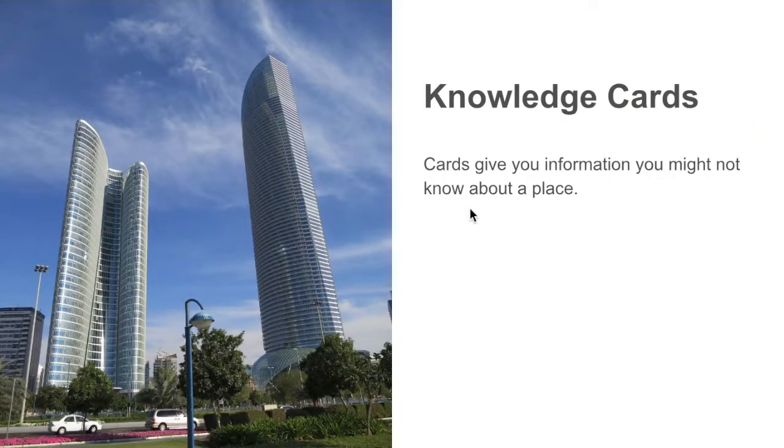So there's the knowledge cards. I'm going to show you all of this, but I'm going to go through the slides really quick. The cards give you information that you might not know about a place. So if you click on a state, for instance, or a city and a state, it has a knowledge card that'll come up, and it'll give you a brief little snippet about that city or place.